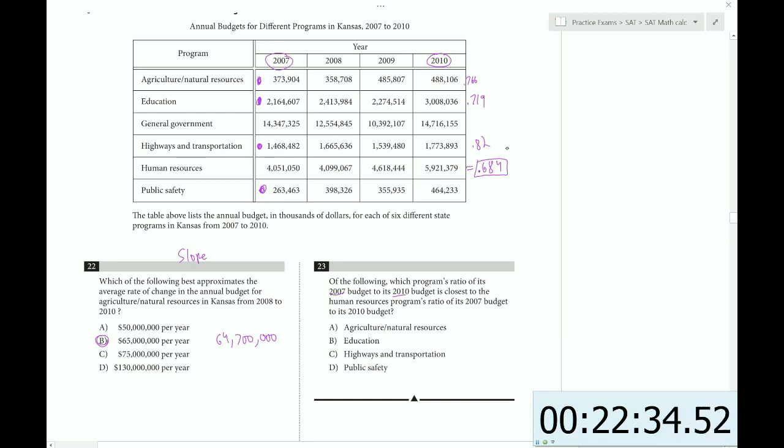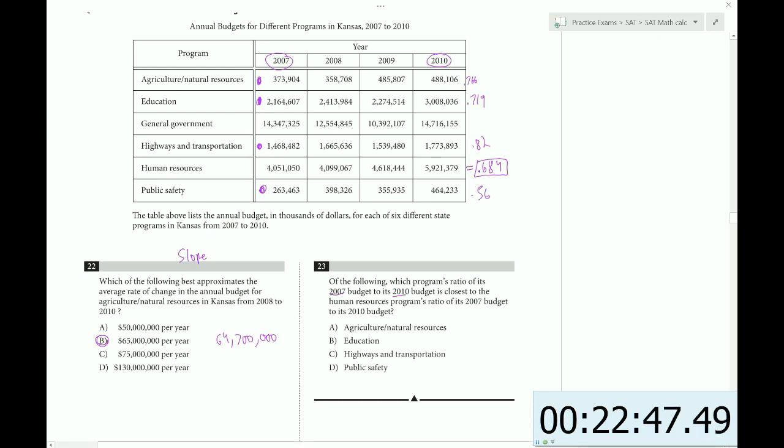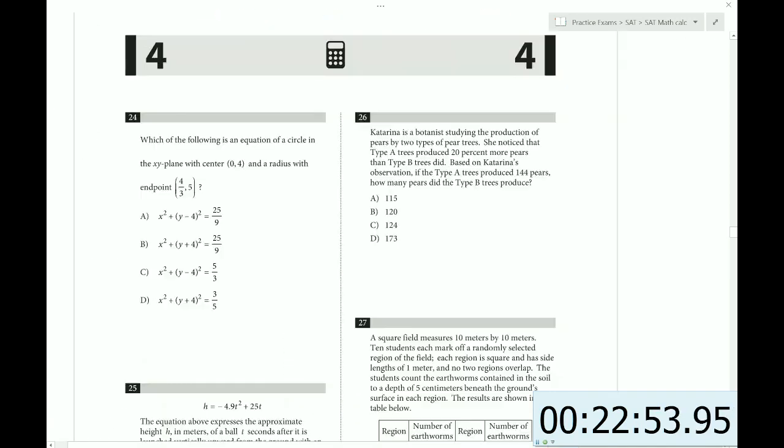All right, and then the last one, 2634 divided by 4642. And we get 0.56, so that's way off. So the closest one is just going to be education. And yes, it was a little bit lazy for me to not put all the numbers, but that's okay.